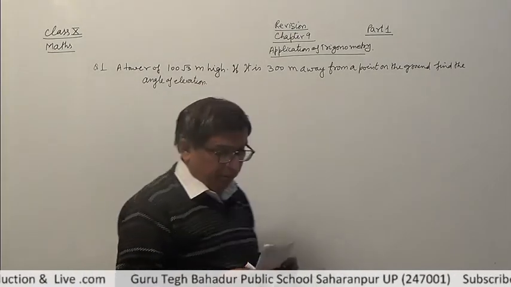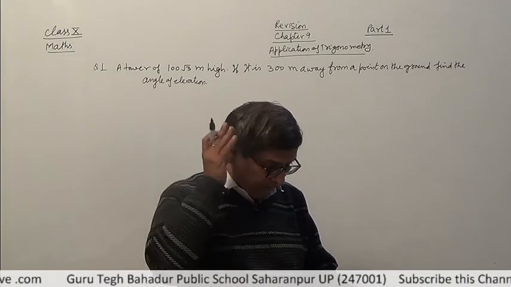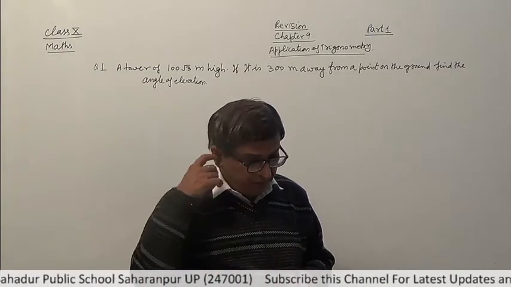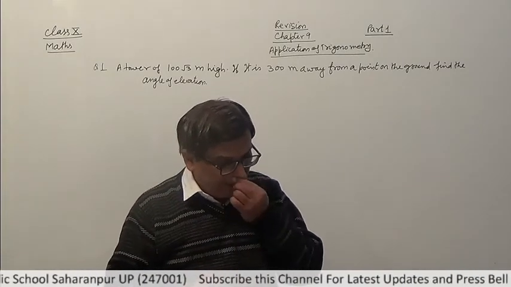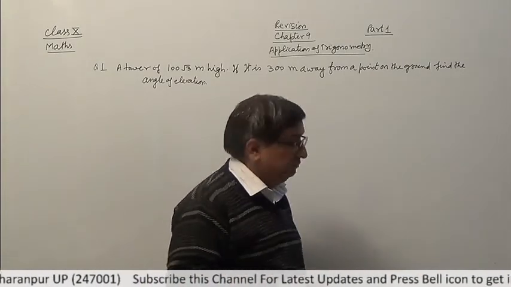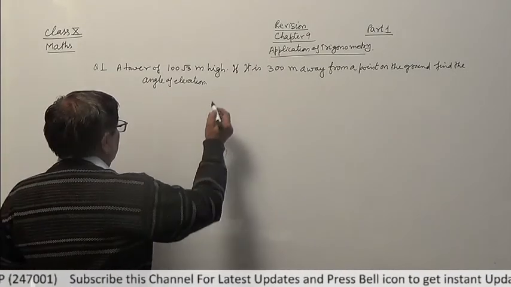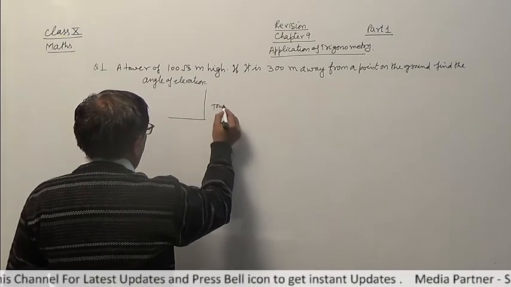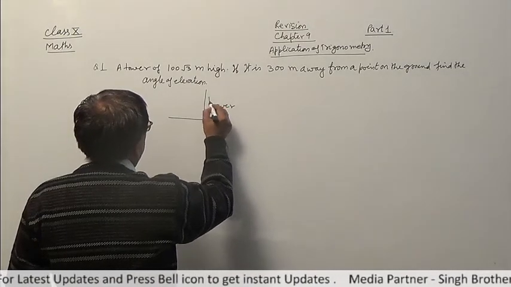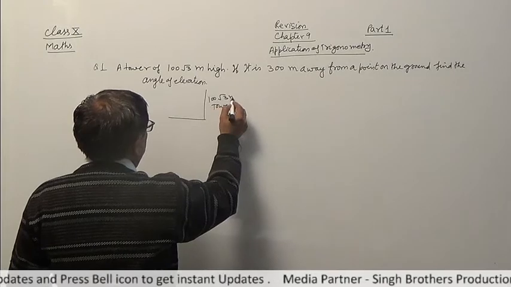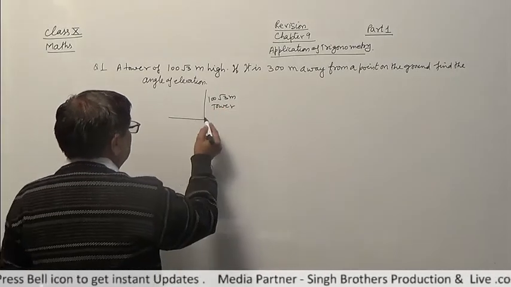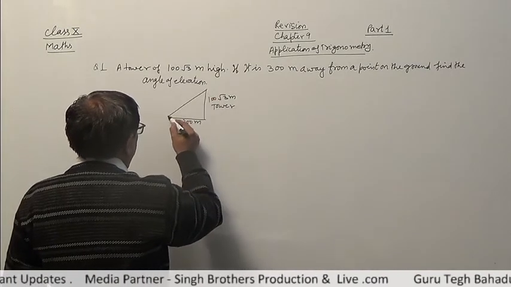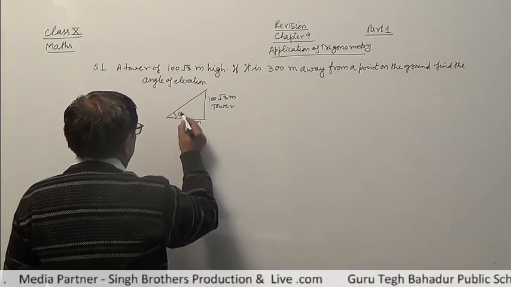We have done many questions in trigonometry, but in no question did we find the angle. Here we will find the angle of elevation. This is your tower which is 100√3 meter and this is 300 meter away. Find the angle of elevation.